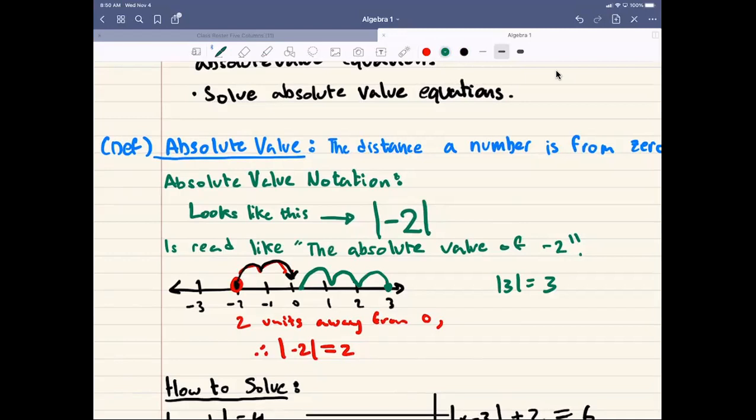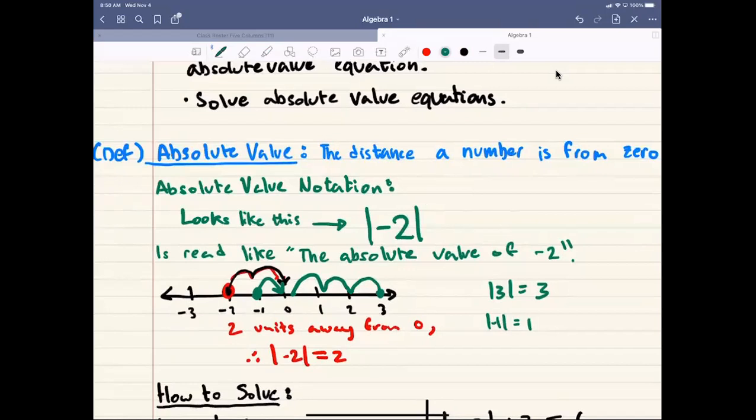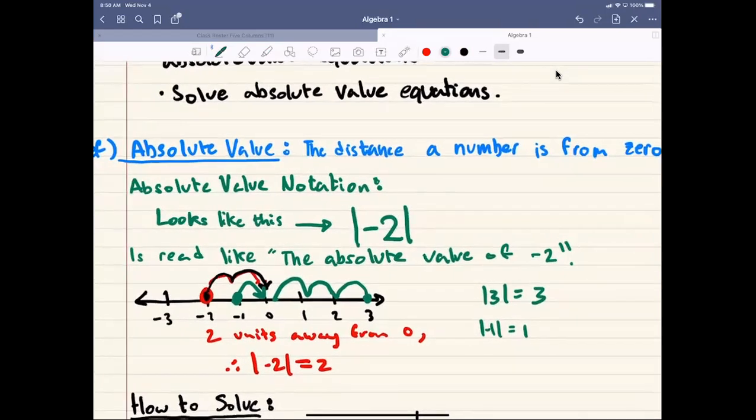What about -1? How many units away is that? That's 1 unit away. So the absolute value of -1 is going to be positive 1. Remember, absolute value is always going to give you a positive number as a result because we're talking about distance, and the distance from zero is always positive, no matter which side you're on. We're just counting how many spaces we are away from zero. Just keep that in mind when we're solving equations. That's all absolute value is.